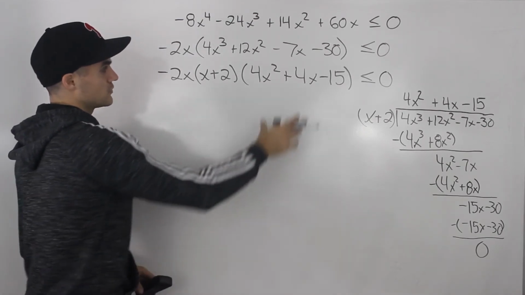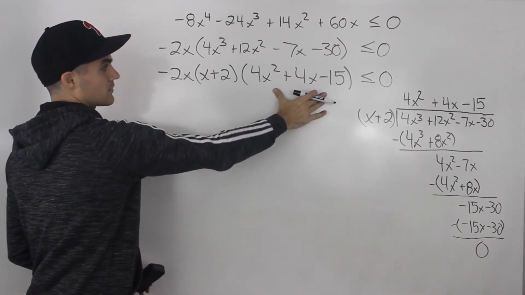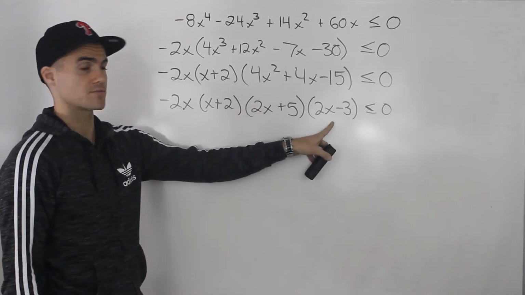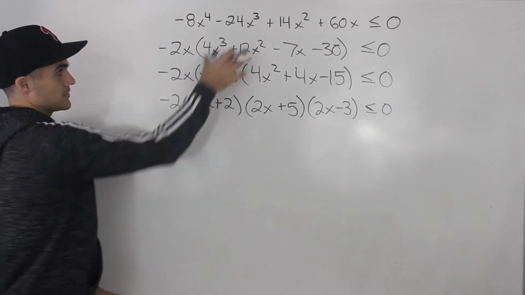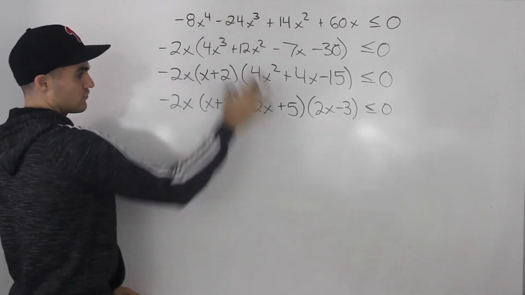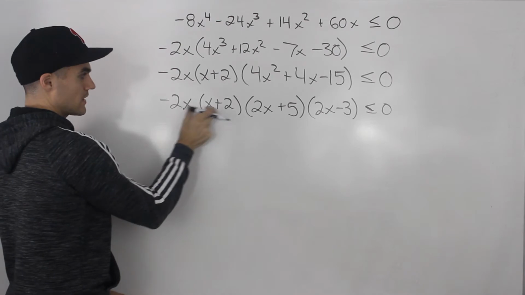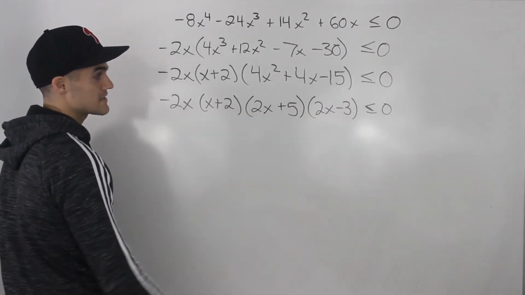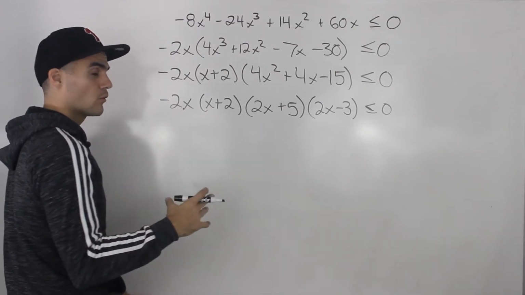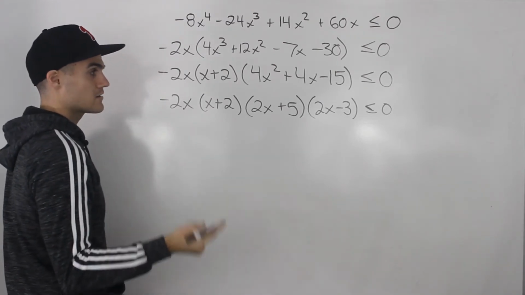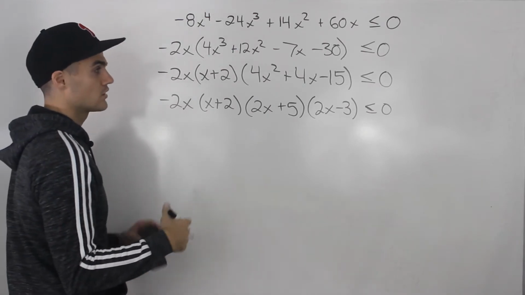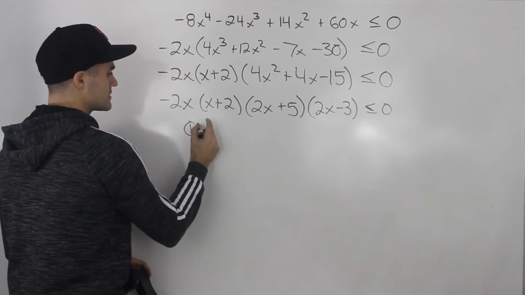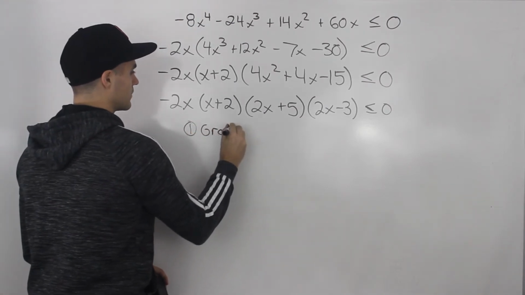So now all we have to do is factor this quadratic here. And if we factor that quadratic, we end up getting 2x plus 5, 2x minus 3. So notice now that we took this polynomial on the left side, fully factored it into negative 2x, x plus 2, 2x plus 5, 2x minus 3, and we have to find when that is less than or equal to 0. Now in the overview video, I showed you 2 methods to do that, by graphing and with a sign chart, and we're going to go over both methods. So first method, let's do it by graphing.